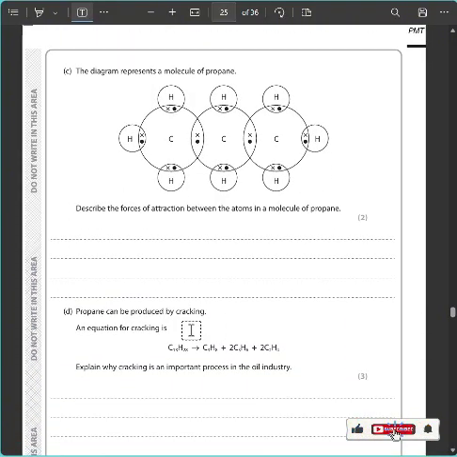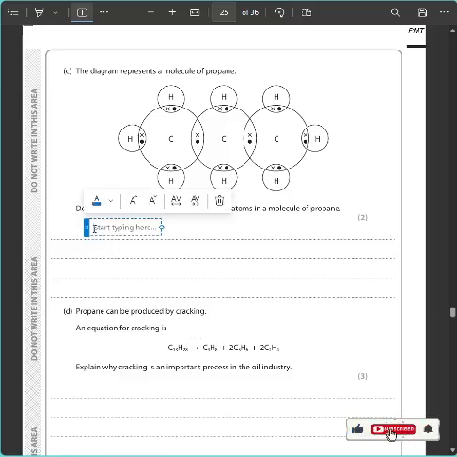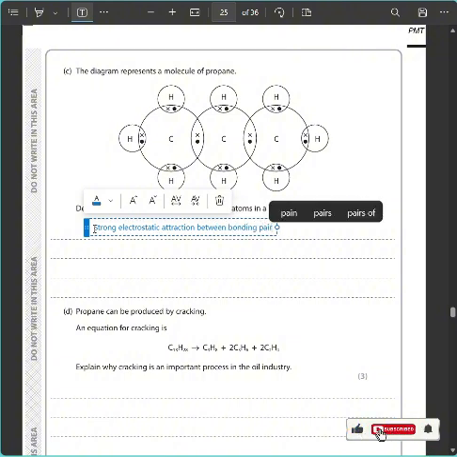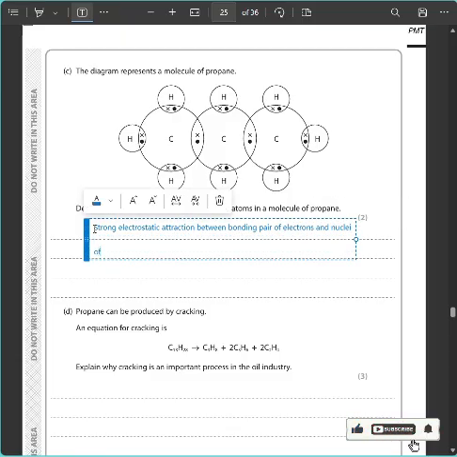C1. The diagram represents a molecule of propane. Describe the force of attraction between the atoms in a molecule of propane. Okay, there is strong electrostatic attraction between the bonding pair of electrons and nuclei of both atoms.